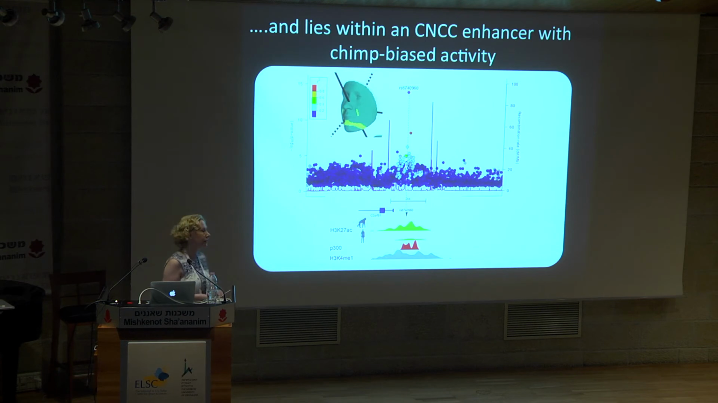And to spice things up, this particular enhancer is strongly chimp biased in our data sets, arguing that perhaps an overlapping set of elements controls facial variation both within our own species, but also makes us different from other great ape species. So we're really quite excited about these observations, but these are still early days, and we're following up on them now.